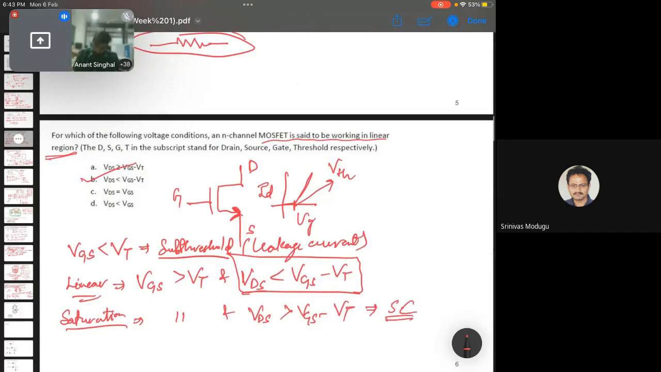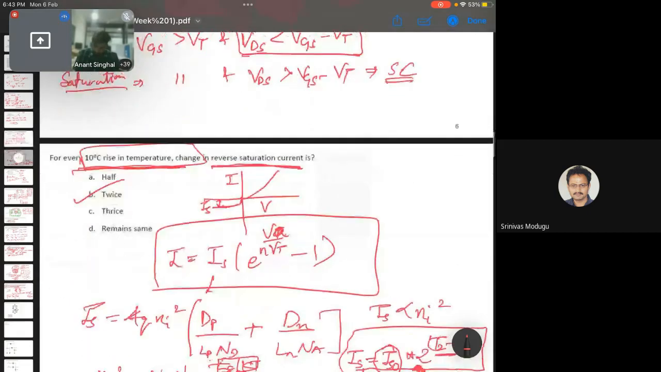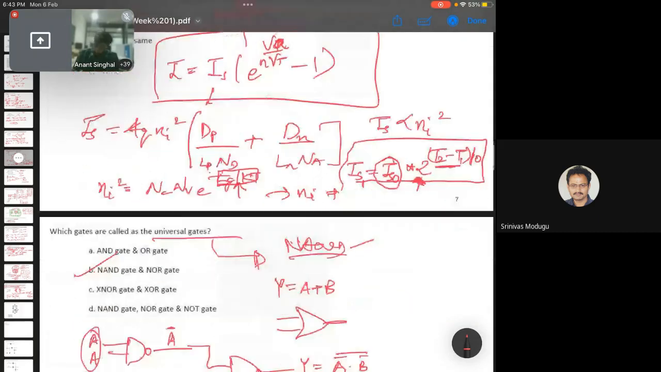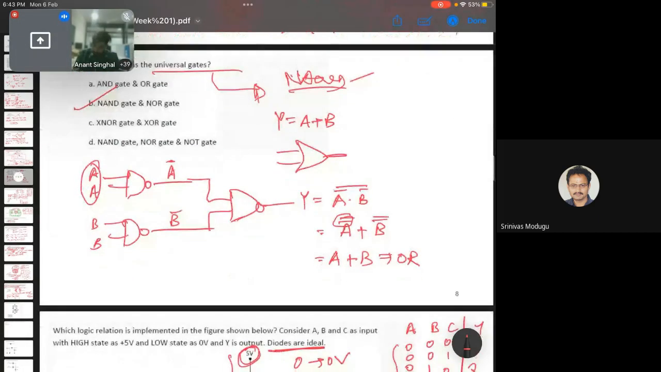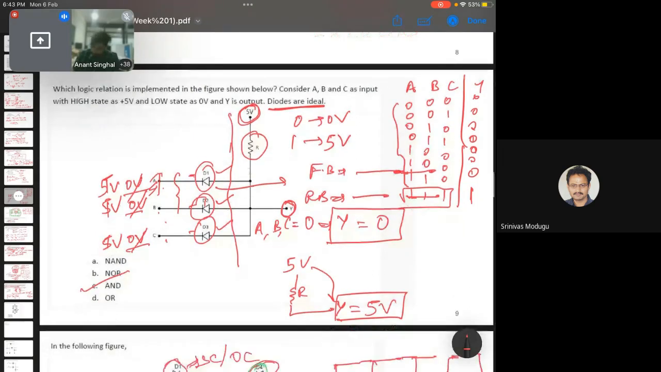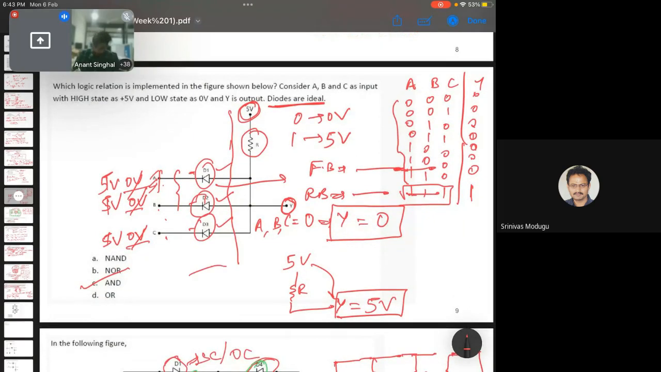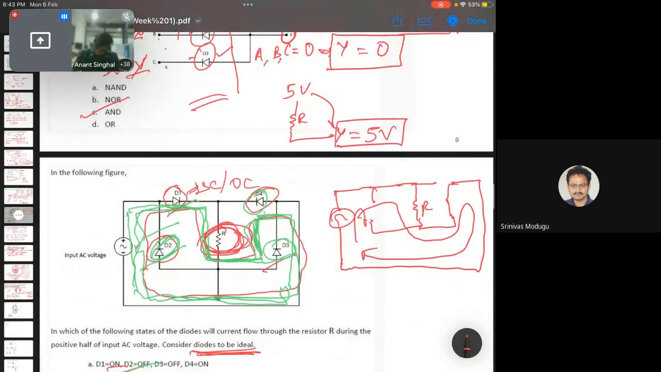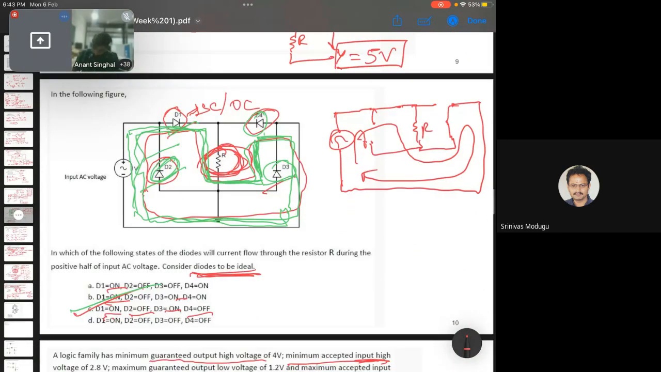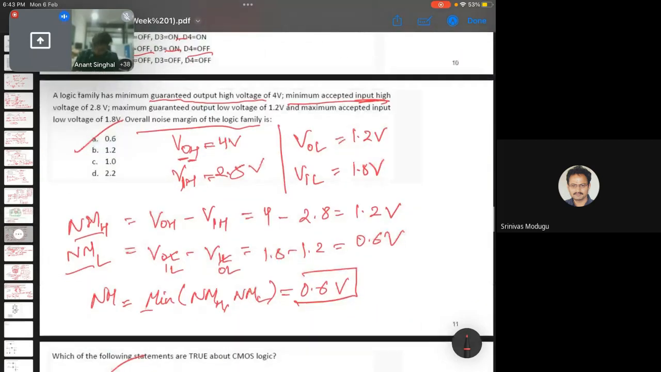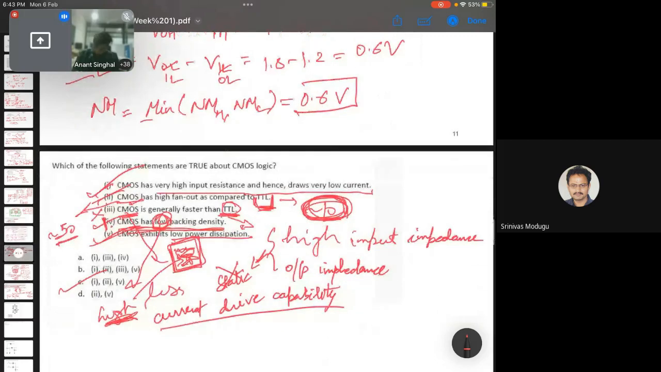Now this is again some basic device question. This was a diode equation. Now universal gates, this is slide number 8. This is the circuit question, which was slide number 9. This is the AND gate circuit. This was the diode question. Again a circuit question, so this is 10. Noise margin, this is 11. And then this CMOS logic is slide 12.